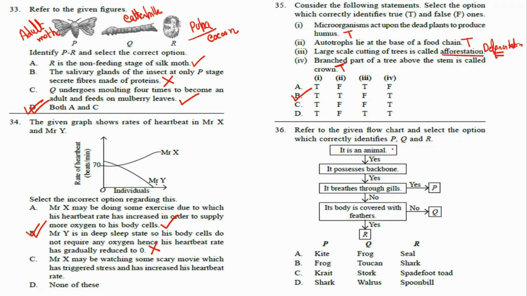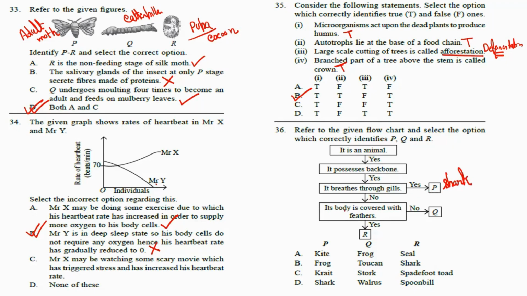Next, we come to question number 36. In question number 36, there is a flow chart that correctly identifies P, Q, and R. So it is an animal. Yes, it possesses a backbone. Yes, it breathes through gills. That is P. So what can be P? P can be any animal that is having a backbone and is having gills also. So it can be shark, right? Because shark is having gills and it has a backbone.